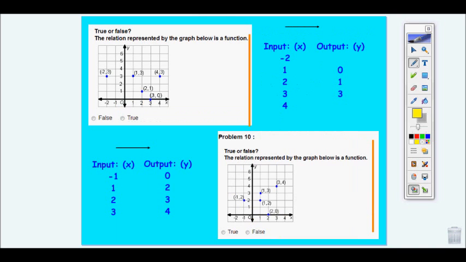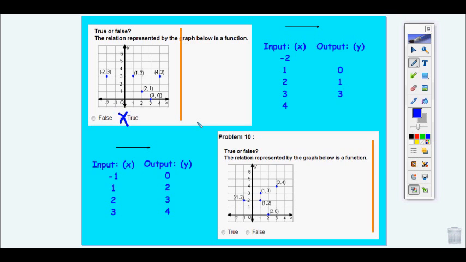Okay, as we move on, we'll do a couple more of these. There's my vertical line again. I'm going to go across and hitting 1 point, only 1 point, only 1 point. That means that this here truly is a function. This relation is a function.